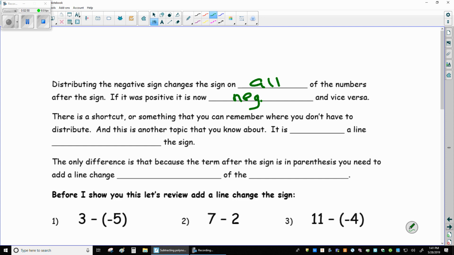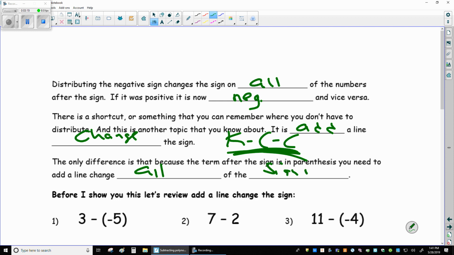There's a shortcut that you guys can do where you don't have to distribute. And that's another topic that you guys know about. It's the whole add a line, change the sign, or McClure last year called it keep, change, change. This is going to be really what we focus on. Okay? The only difference here is that because the term after the sign is in parentheses, you need to add a line and change all of the signs. And I'll show you guys what I mean by that here in a second.